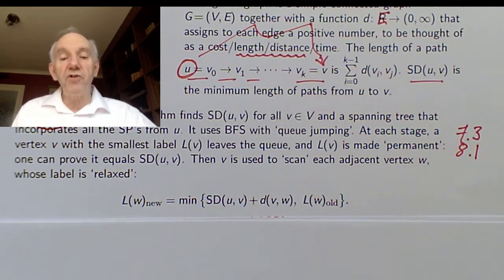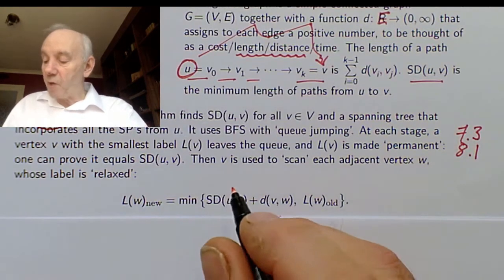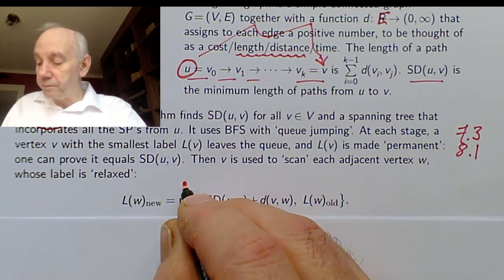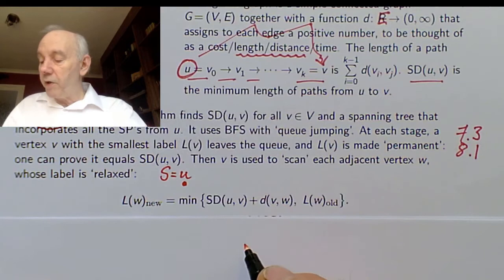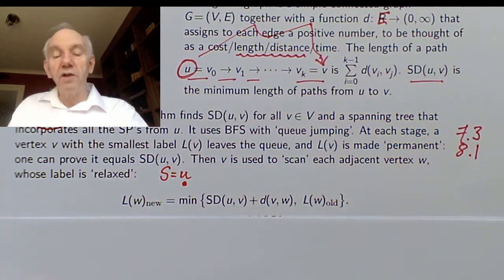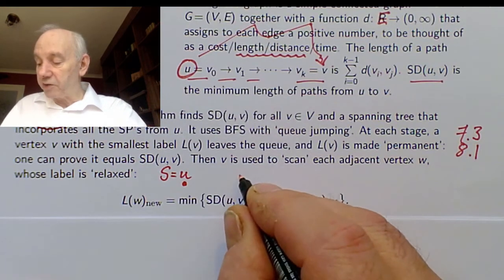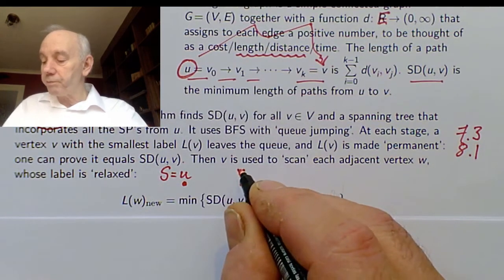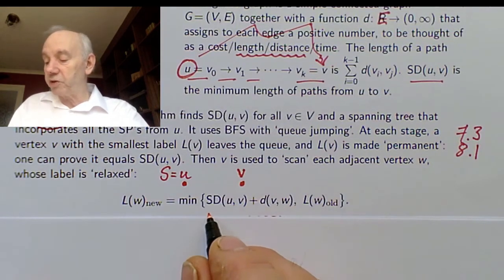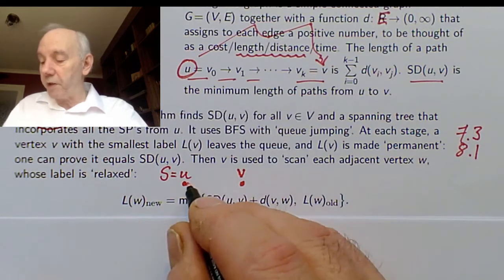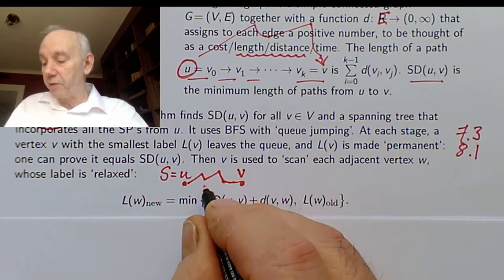So at each stage, the picture is something like this. We have our initial vertex U, which is where we're starting from, and we have just pulled out from the graph a vertex with least label, and that's called V. We now know that its label is the correct shortest distance from U to V. So there will be some path from U to V, which we can be certain is a shortest path.